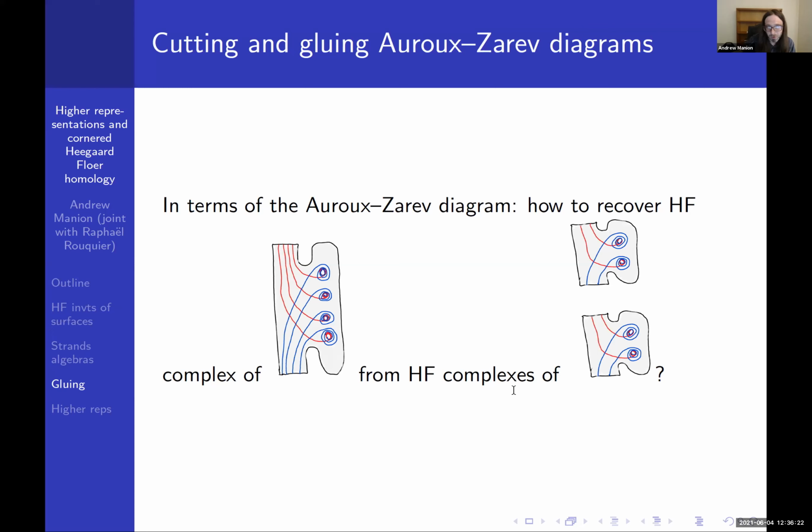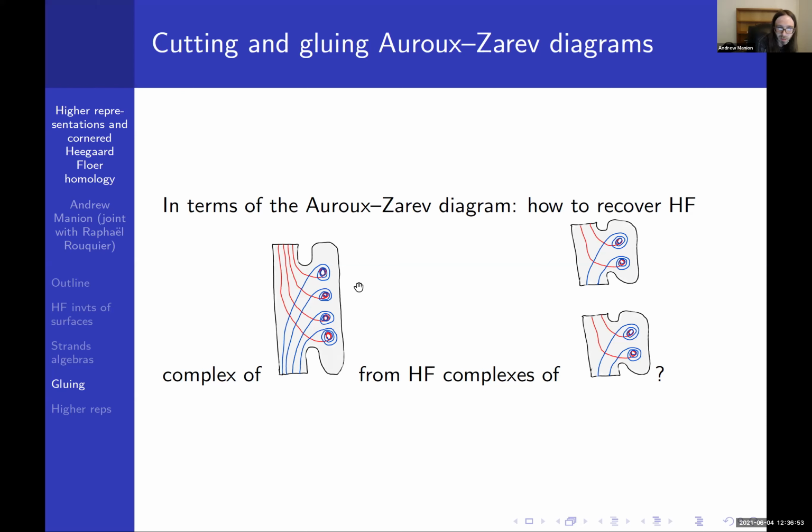But you can ask similar questions in terms of these Auroux-Zarev diagrams. If, instead of strands pictures, I'm going to look at a Heegaard Floer complex of this, well, how does it arise? It doesn't look like it can quite arise just from the Heegaard Floer complexes of these things, right? Because there are all of these intersection points here, whereas here we just have one intersection point in the middle and then all of the wrapping ones.